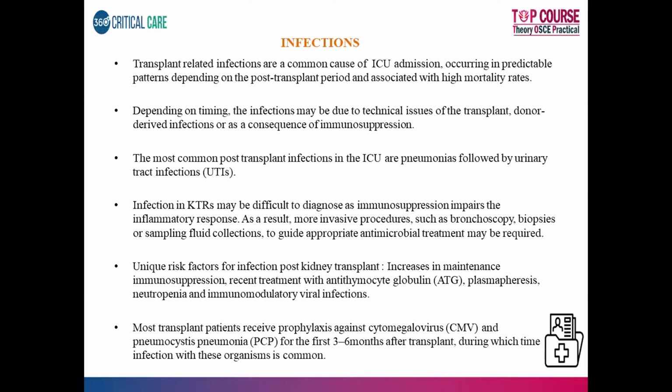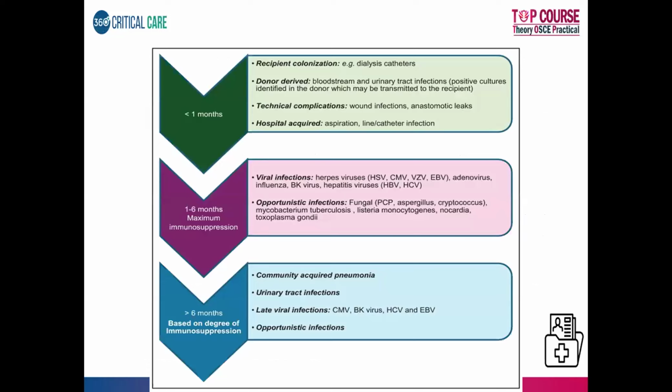Okay, and most of these patients receive prophylaxis for CMV as well as PCP pneumonia for the first 3 to 6 months, because this is the time when these infections are more common in the post-transplant period. Okay, so this is one easy way. I mean, there are many tables which tell a lot about the infections, but I found this as the most concise one. So in the less than 1 month period, what are the infections that you can see in the post-kidney transplant patients? One is there could be a recipient colonization because this patient might be on dialysis and there could be some CRBSI or CLABSI in these patients.